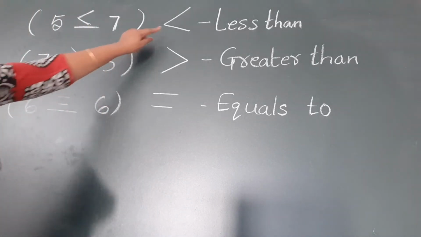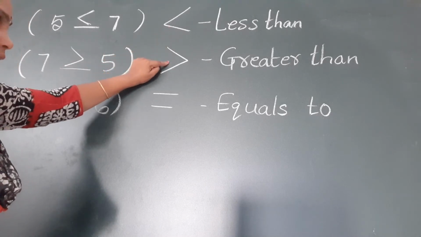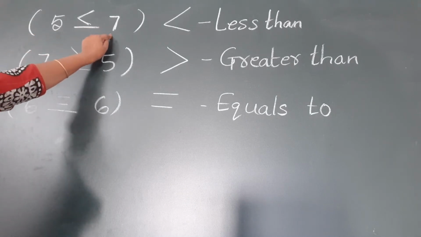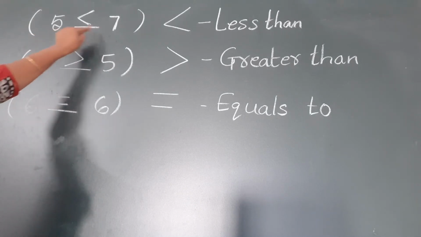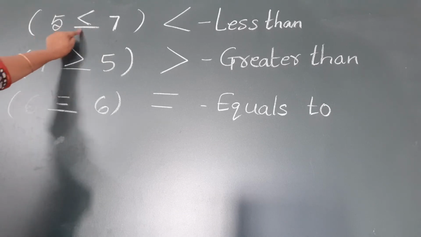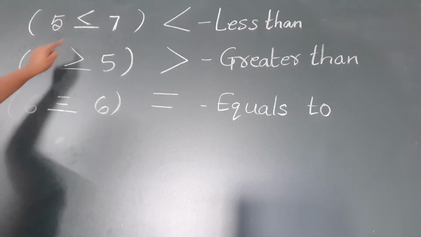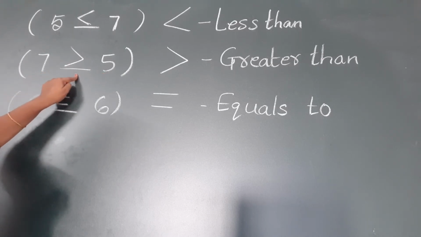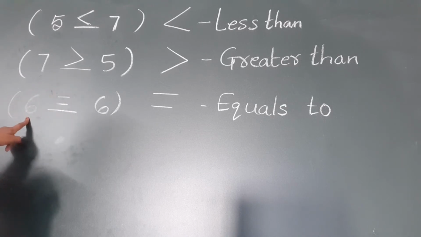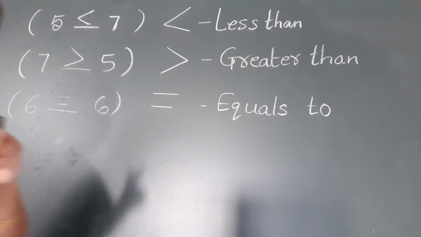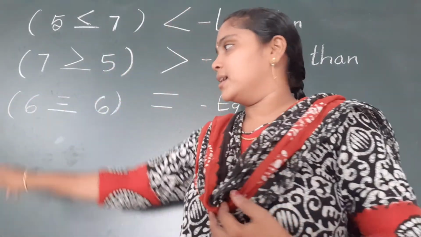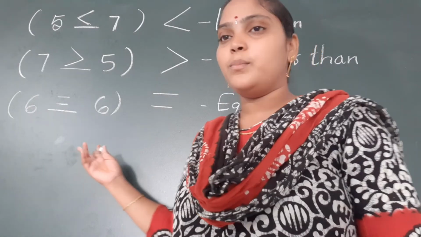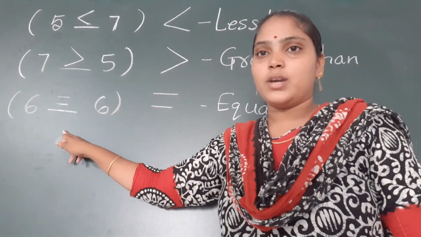Once again I am explaining: this is less than, greater than, equals to. Here we compared 5 and 7. 5 is the smaller number than 7, so you have to place less than. And 7 and 5. 7 is bigger, children, so here you have to place greater than. And the third one, 6 and 6. Both numbers are the same. So if two numbers are the same, what do we have to place? Equals to symbol.